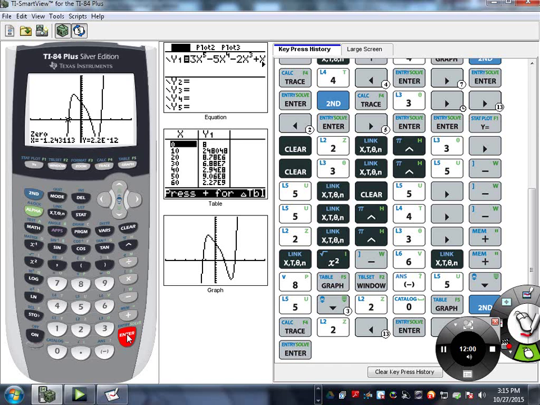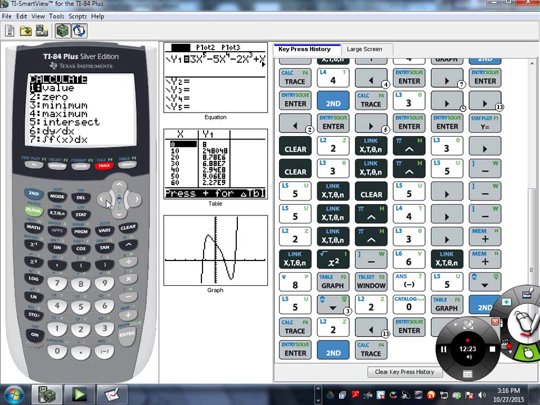And so remember, when it says something like y equals 2.2 e negative 12, that means 2.2 times 10 to the negative 12th, which is a decimal with 11 zeros and then a 2. So that is basically 0. So it's giving us this point. Our zero is at negative 1.24, comma 0. We'll go ahead and find the other ones using the same manner.